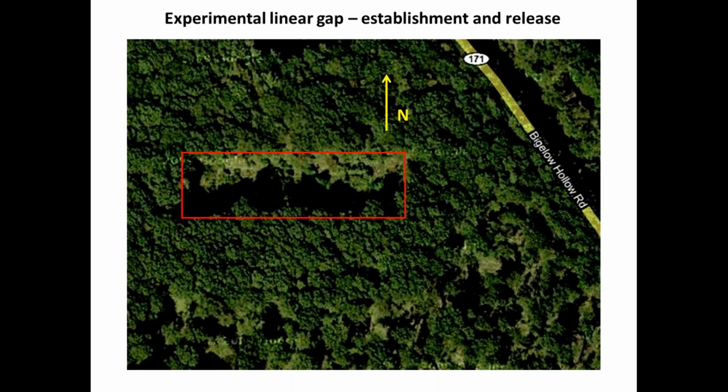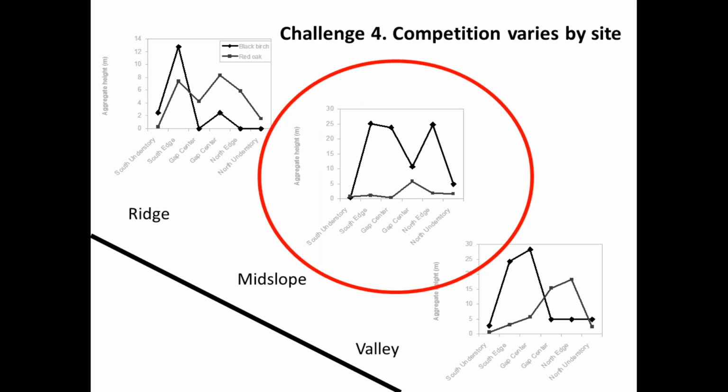And just to summarize, here are some of the competitive relationships in release. Obviously, when you eradicate advanced generation, no oak doesn't come in very well. And so what's really important is if you have oak, and you're looking at the southern understory, southern edge, gap center, northern edge, northern understory. What happens when it regenerates and is released, and how it competes with the shade tolerance?